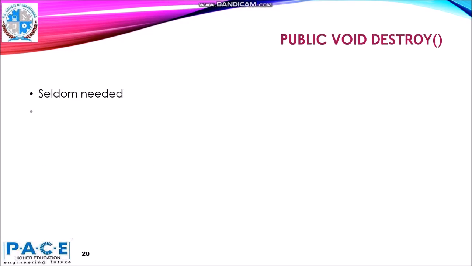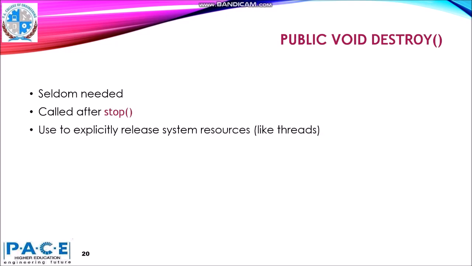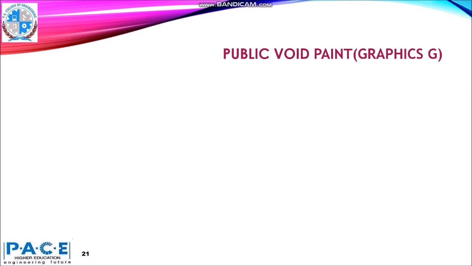Method destroy is seldom needed. It's called after stop. It is used to explicitly release system resources like threads, although the system resources are usually released automatically.